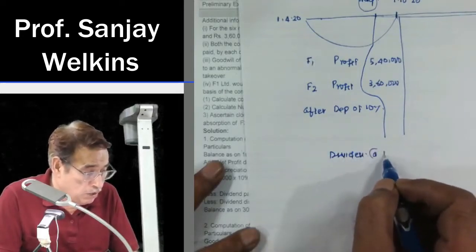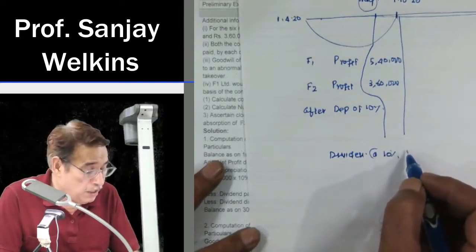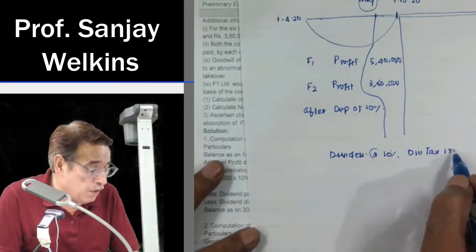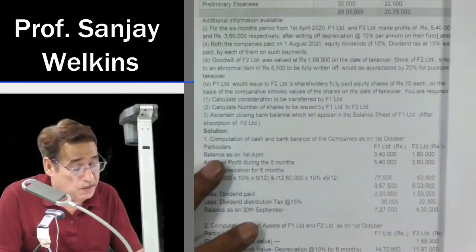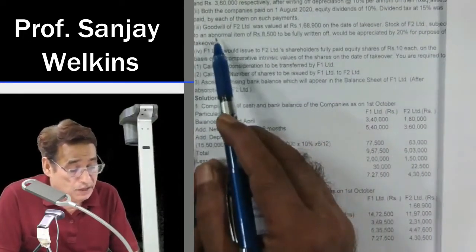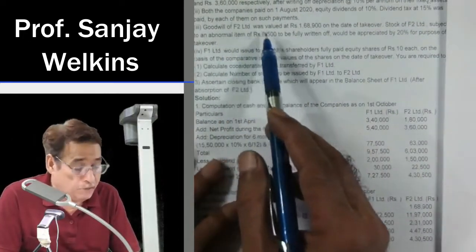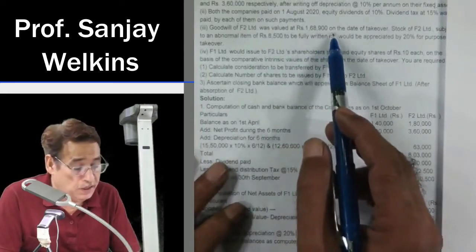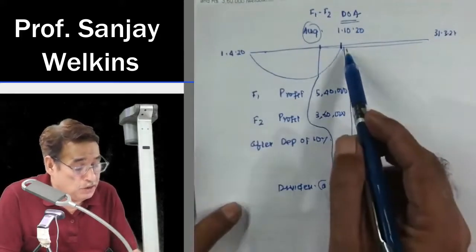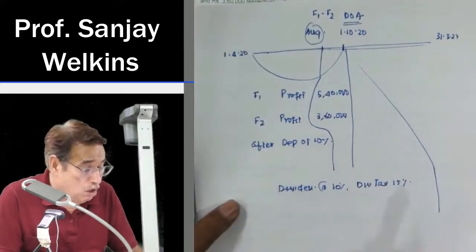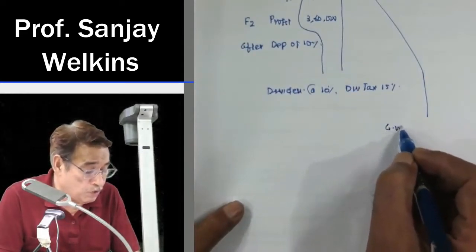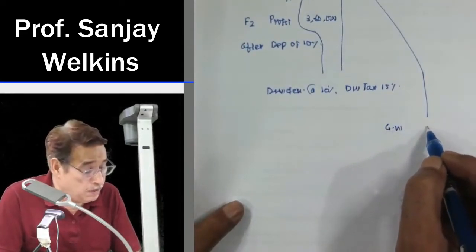Dividend at the rate of 10%, and along with that, dividend tax of 15%. Correct? Both these companies declared a dividend of 10% and dividend tax is at 15%. Further, it is also given to you that goodwill of F2 Limited was valued at 1,68,900 on the date of takeover. This is the date of takeover.